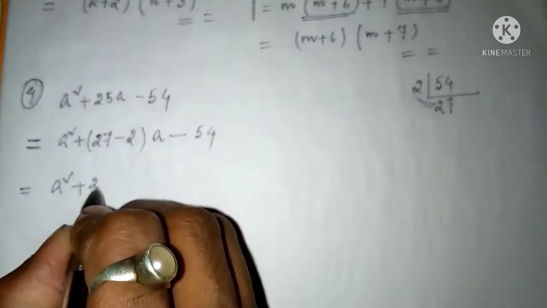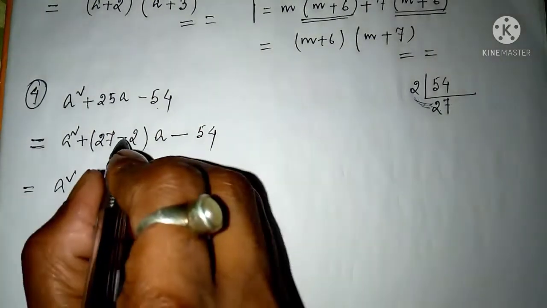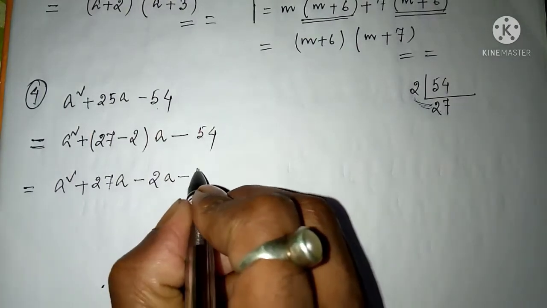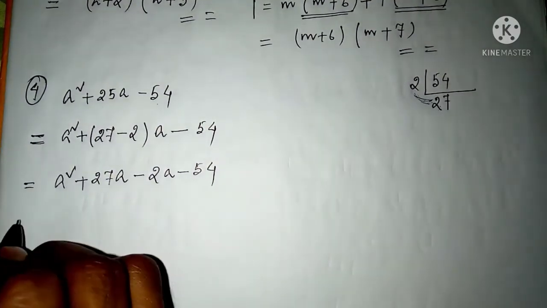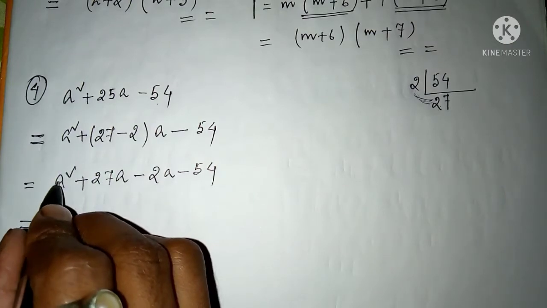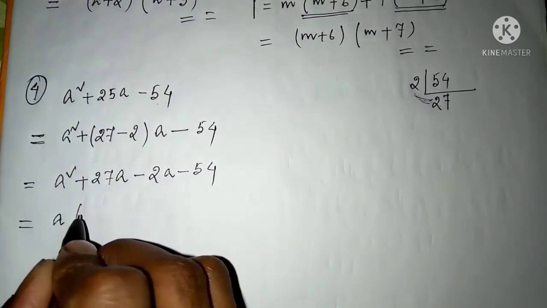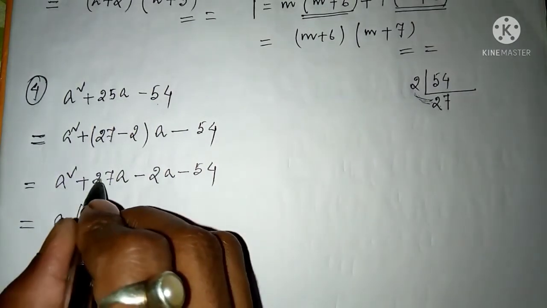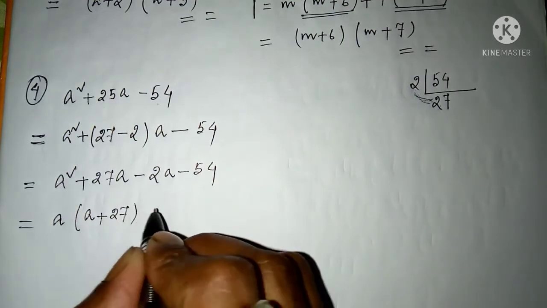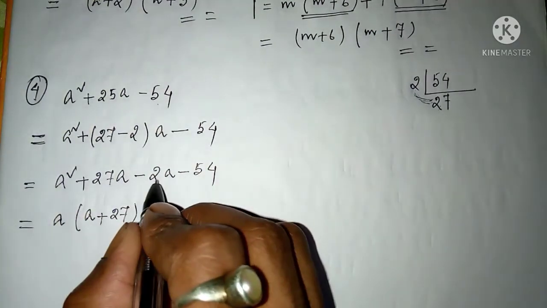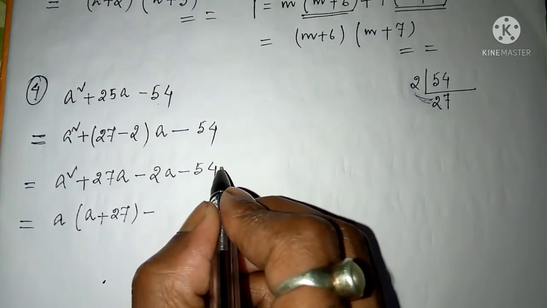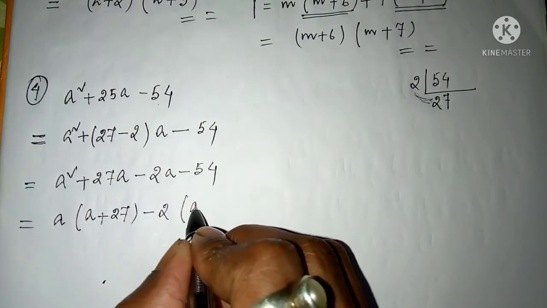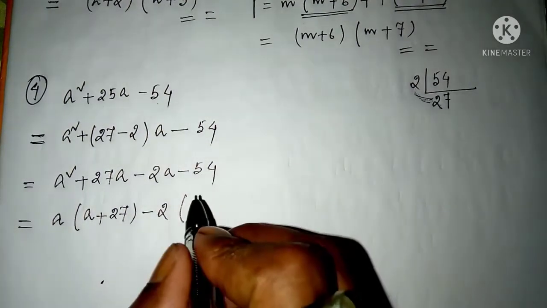Then 27 into a, that is 27a, minus 2 into a, that is minus 2a, and then minus 54 as it is. Now from these two terms, I can take a as common, then I will have a here, plus from here a is taken out, what will remain? 27. Then you see 2a, is there any a in the fourth term? No a, that means I cannot take a as common, so I must take 2. Then what will remain here? a. Now the question arises, what should I write here?